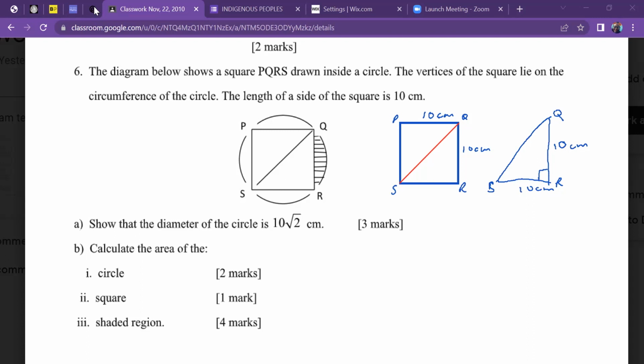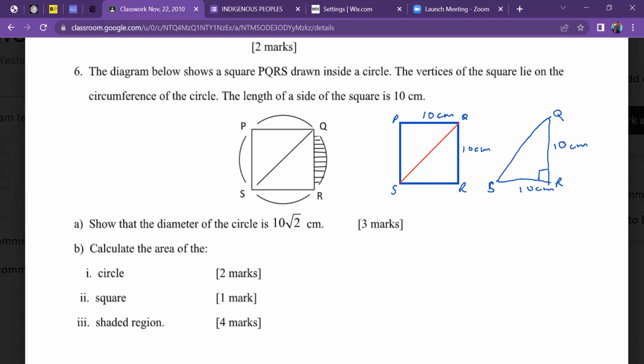How would I find it? Half base times height, for when I'm finding the area of a triangle, right? How would I find the length of line SQ? Maybe we could find the area of the square, then divide it by 2. Well, could that work? But let's think about something else.